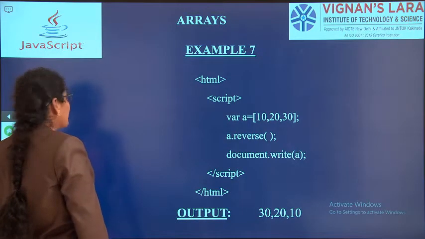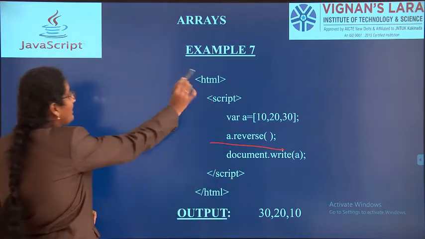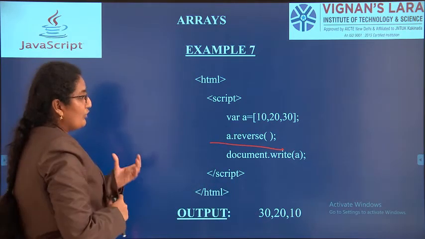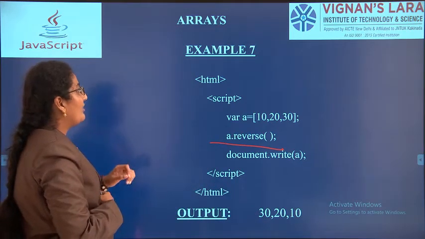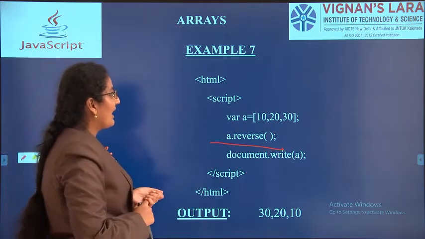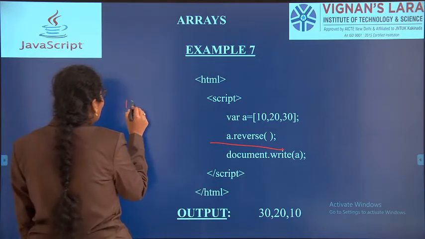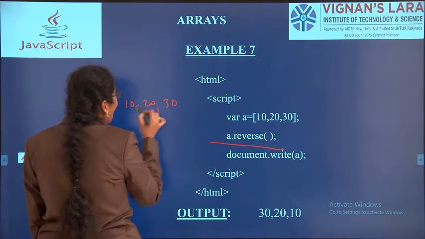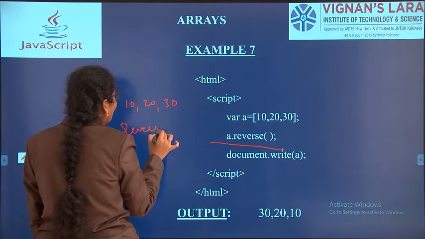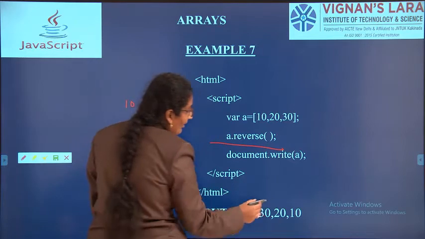So see one more example on our arrays. This is for array reverse. Till now we have seen everything on arrays: how to create an object, then after creating objects how to create arrays, then what methods we have in arrays, and finally how to perform the reverse. If you have given 10, 20, 30, after performing the reverse method, it should print 30, 20, 10. That only will be there in the output.